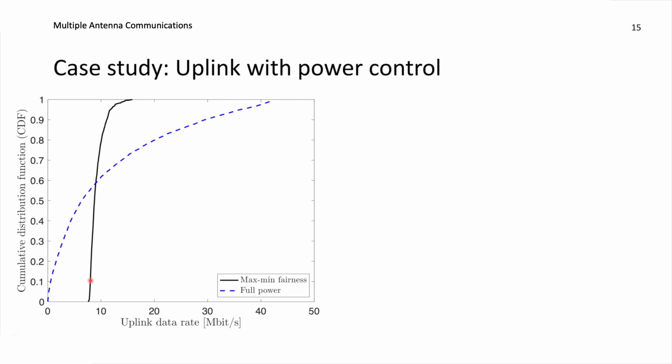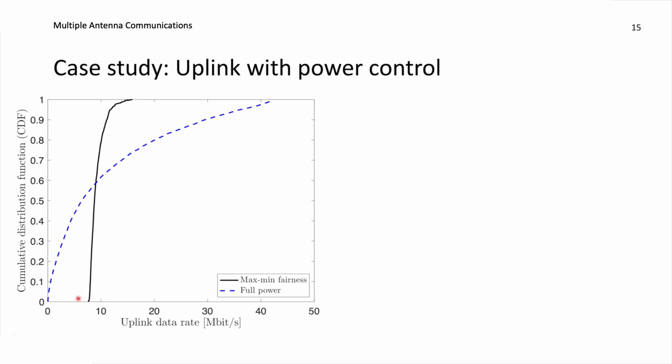And if we go even further down here, what can we guarantee to everyone? Well, there is a huge gap here. So this is what maximum fairness is focusing on. We are letting the users that are close to the base station cut down on the power in order to help the users that are at the edges.